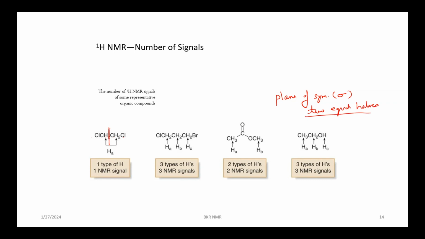So if I cut the molecule into two equal halves, whatever is lying on the plane will be identical or equivalent. So this CH2 and this CH2 are identical. So I'll be having one proton signal and one carbon signal. So I'll be having one and one.